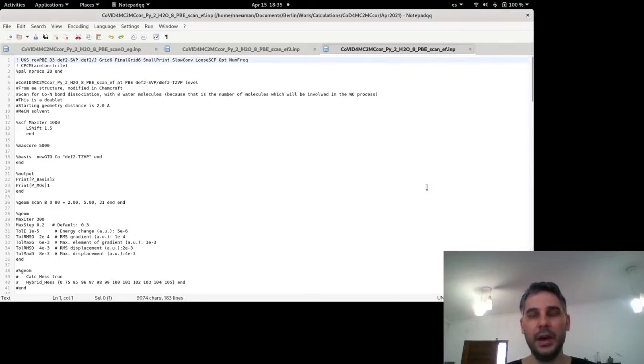If you have ever done a relaxed surface scan in ORCA trying to find some transition state or understanding the path of a reaction, you may have noticed that sometimes it takes a very long time. This is because in a relaxed surface scan you change a bond distance or a bond angle or a dihedral angle, and for each step in the scan you have to do a geometry optimization. If your molecule is small, then it can be quite fast, but if it's a big molecule, that can take a very long time. So in this video we're going to discuss some strategies to make this relaxed surface scan finish before we get old.